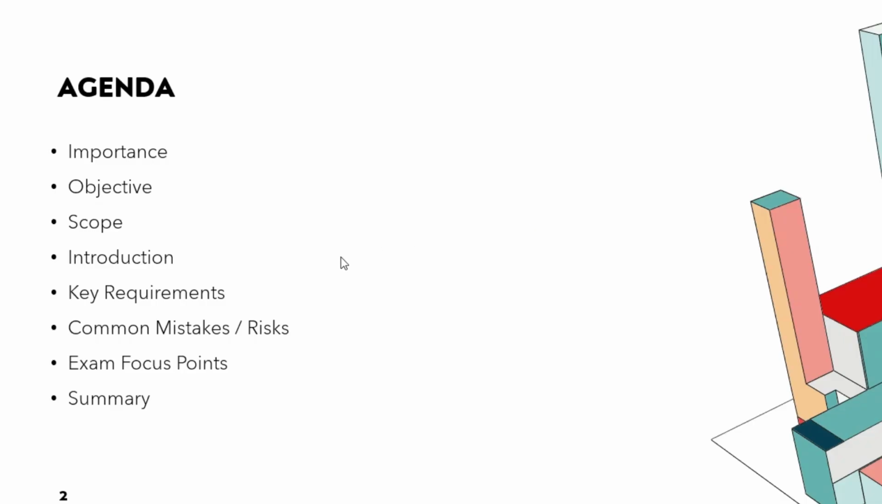Here is the agenda of our video. In this presentation, we will cover IFRS 6 step by step. First, we will understand why IFRS 6 is important. Then we will discuss its objectives, scope, and key requirements. After that, we will talk about impairment, common mistakes, and exam focus points, and finalize our topic with a summary. By the end of this presentation, you will clearly understand how IFRS 6 works in real life. Now let's move forward to the overview of IFRS 6.